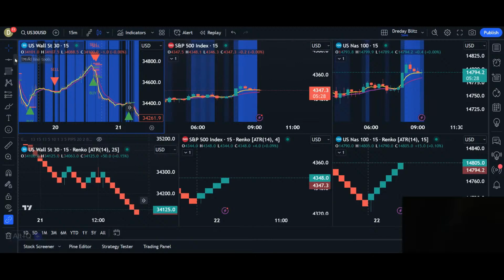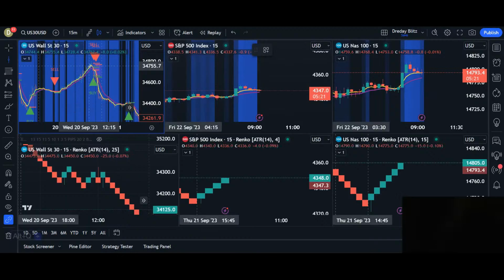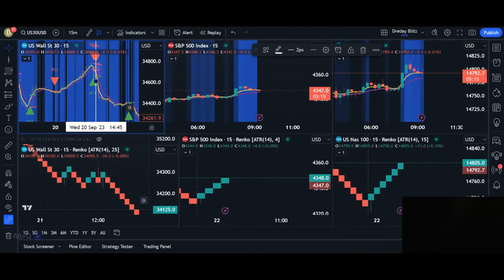I'm just going to put a horizontal line here just to see something in regards to the higher time frame.